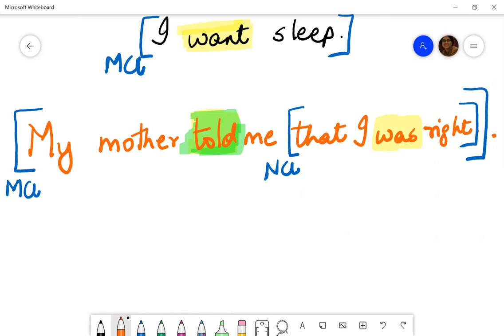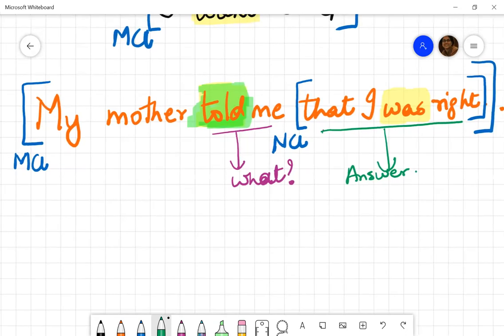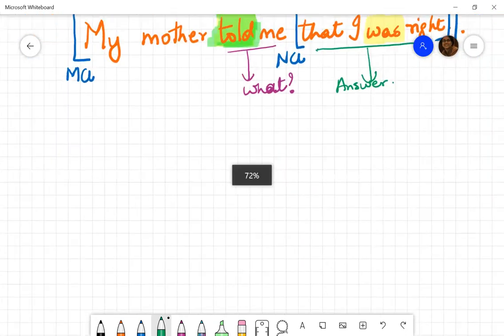Right? So what this is doing is, my mother told me what? That's the question. This entire chunk out here is the answer to that question. Do you get it? My mother told me what? And then the answer is that I was right. And therefore, that is your NCL. Okay? So we will do a few more sentences, but this is the basic essence of what a noun clause is. Now let's look at another kind of clause.